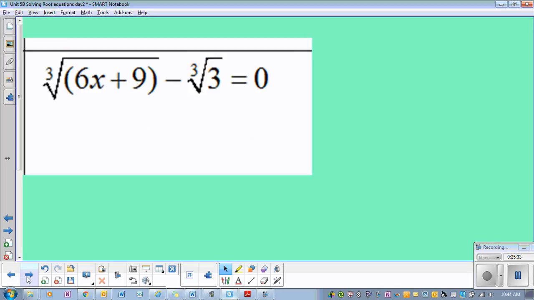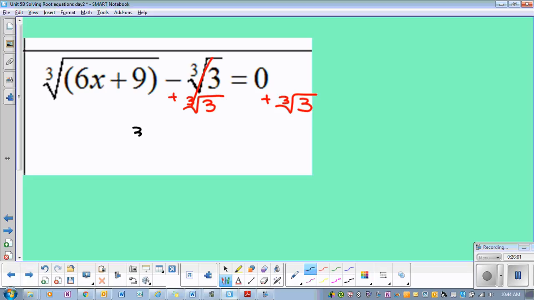Let's look at the next one. So I have 2 roots. Again, what should I do? Add this one over. Because when you have 2 roots, you can't have both of them on the same side. One has to be on the left, the other one has to be on the right of the equal sign, okay? So a minus and a plus, and that goes away. Then we have cube root 6x plus 9 equals cube root of 3.